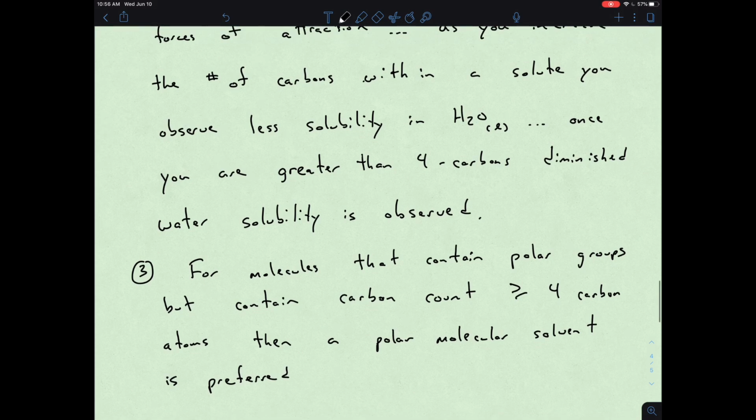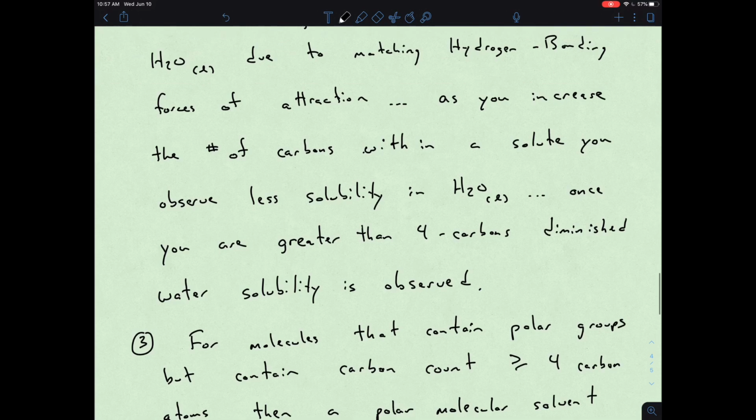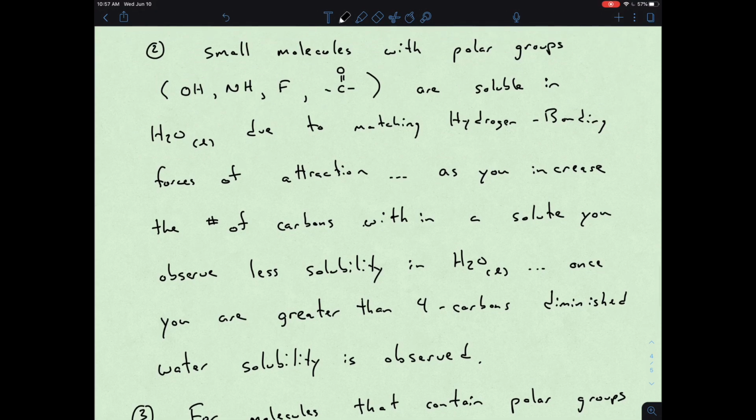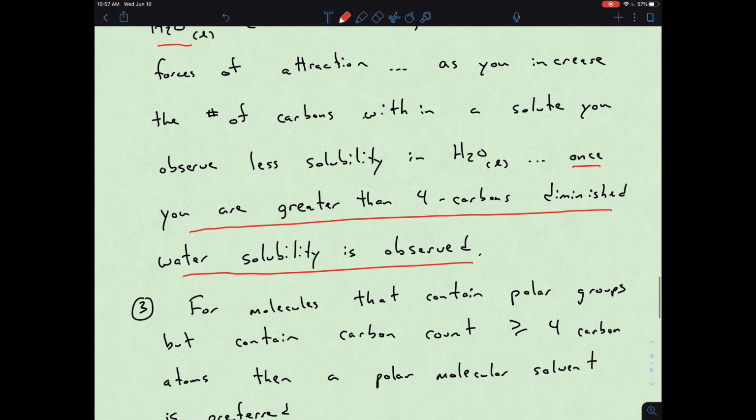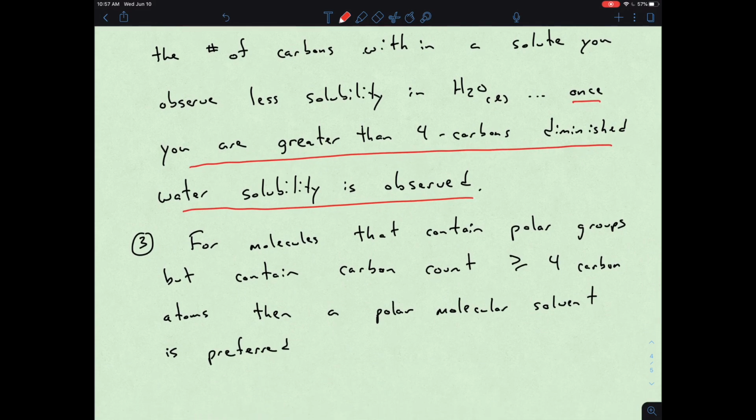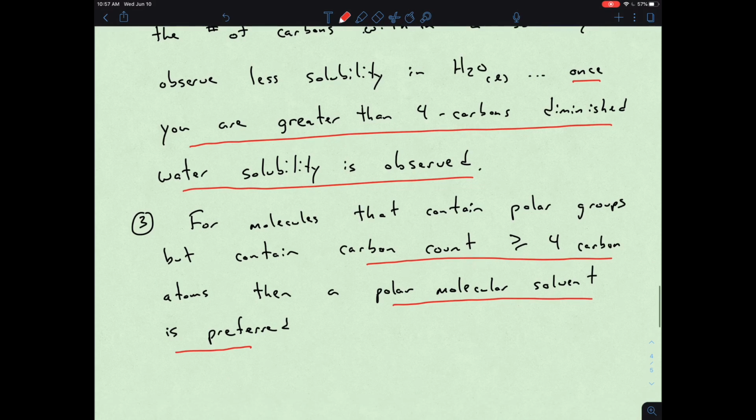So we have to be careful of those rules that we see in terms of our H2O, right? We're looking for small molecules. We're looking for polar groups. These are ones that are soluble in H2O. But once you're greater than 4 carbons, diminished water solubility is observed. And from that angle, now we want to pick something that's really a polar molecular solvent once our carbon count is greater than 4 carbons within a molecule.